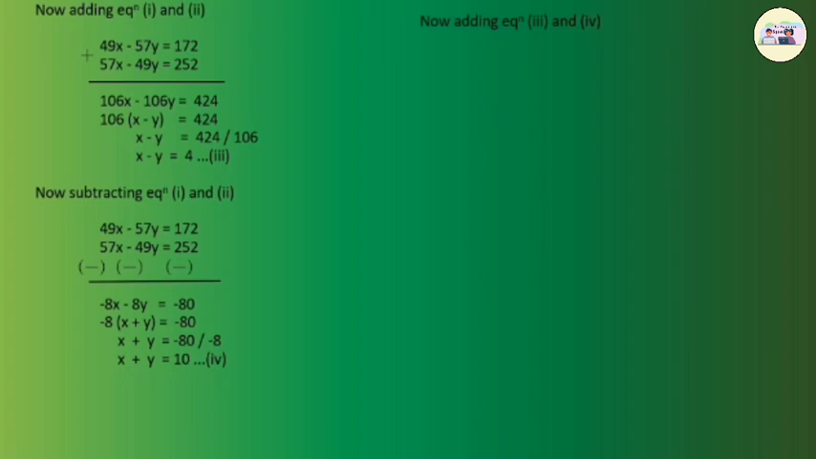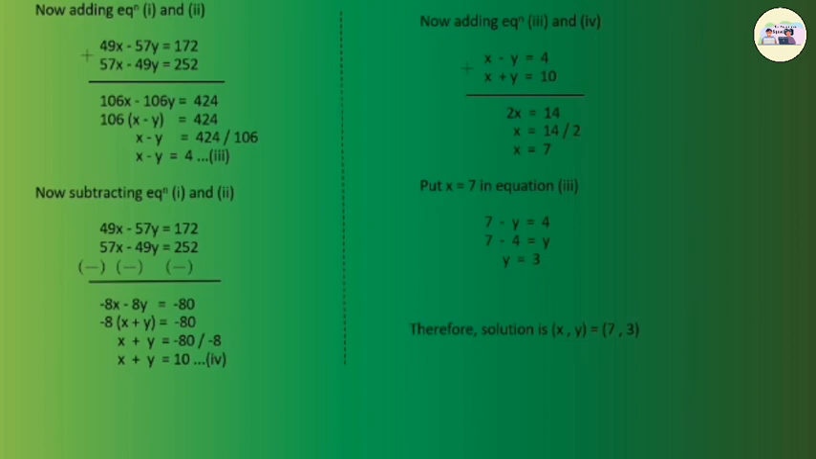Now, consider equations 3 and 4. After cancelling the minus y and plus y, we get the value of x as 7. Put x equals 7 in equation 3. After solving, we get the value of y as 3. Therefore, the solution is x comma y equals 7 comma 3.